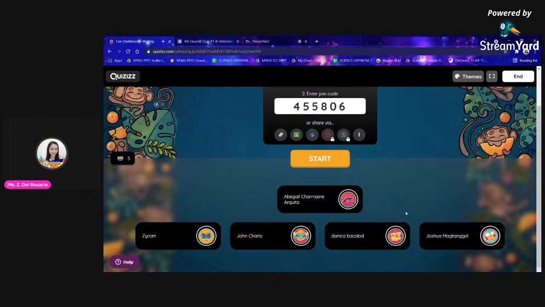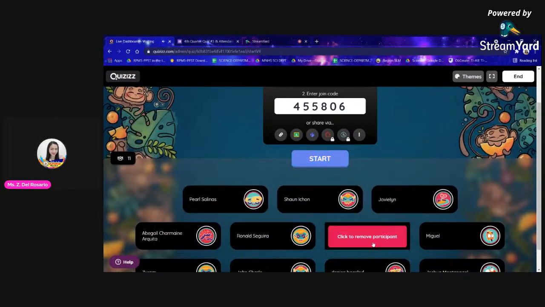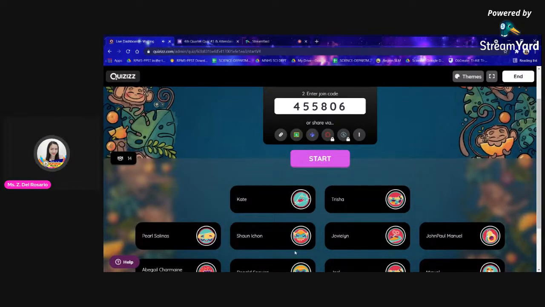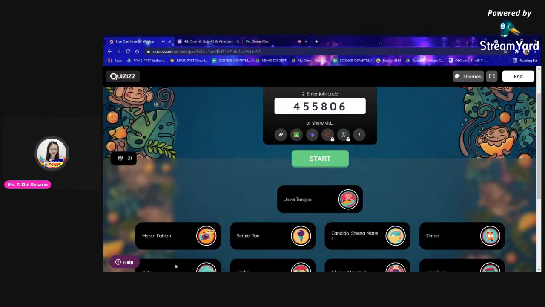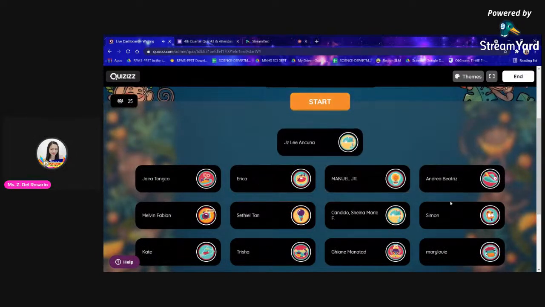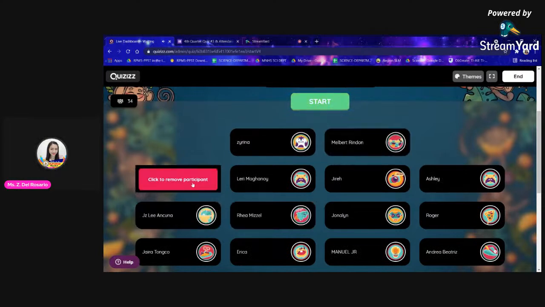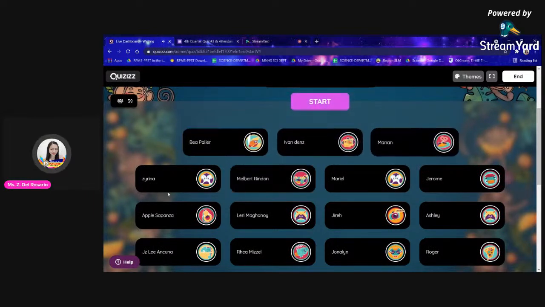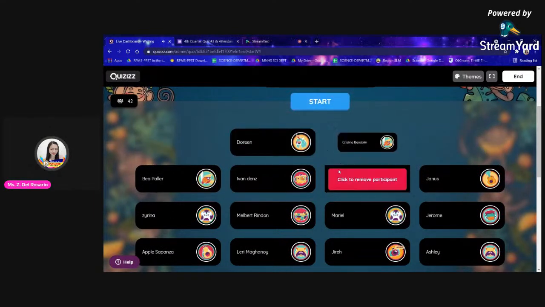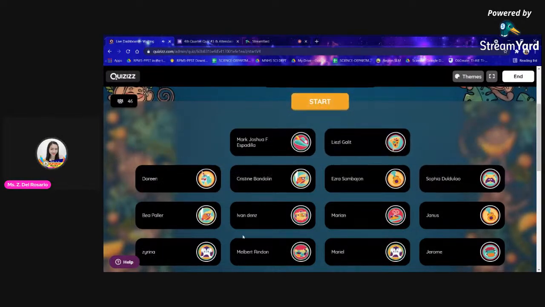So we have already 5 players and counting: Joshua, Danica, Charla, Zyram, Janzel, Miguel, Ronald, Abigail, Pearl, Sean, Jov, John Paul, Gian, Mary Louie, Trisha, Kate, Melvin, Setiel, Manuel, Andrea, Roger, Jonalyn, Rhea, Jay-Z, Apple, Larry, Jaire, Ashley, Marielle, Melbert, Jerome, Zarina, Bea, Ivan, Marian, Janus, Christine, Doreen, Ezra. So far we have 46 players, including Mark and Lizelle.